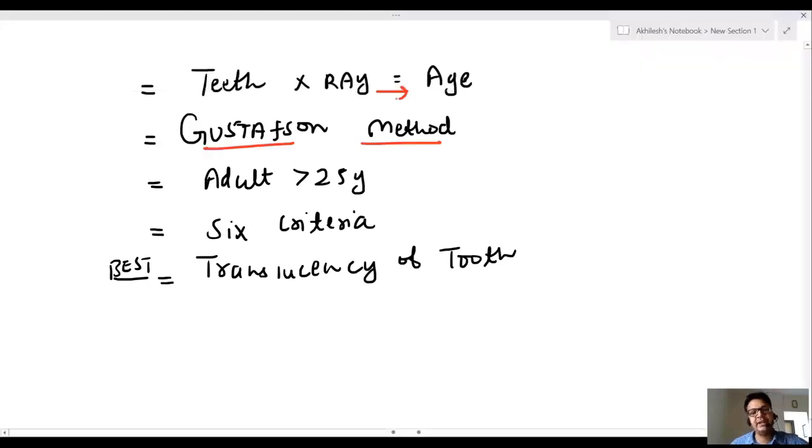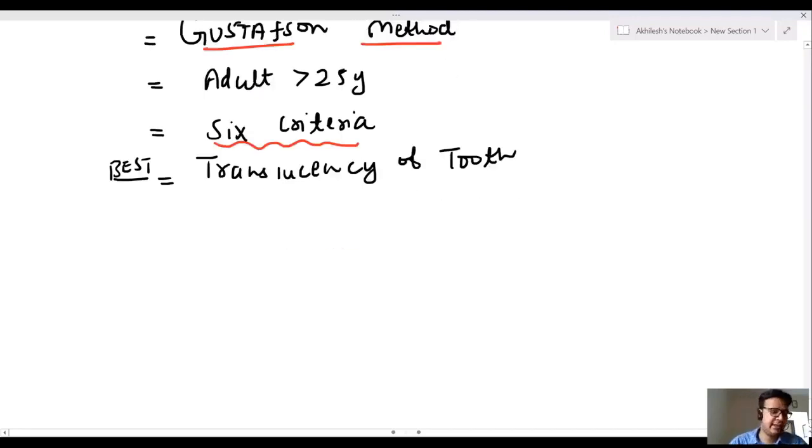By teeth X-ray, we decide the age. This is known as the Gustafsson method. We are using 6 criteria, and translucency of the tooth is the best criterion. This is the first method.